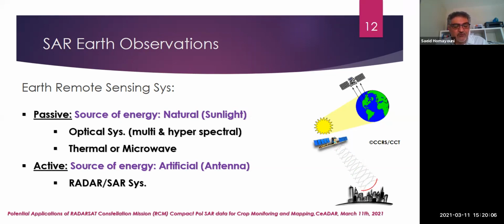But in parallel, we can use the active technology. That means we have the source of energy on the platform, on the satellite, and we can generate the electromagnetic signals to the sun or planet, and receive the reflected or backscattered energy, and do object detection, classification, or any application. So mainly we are working with the radar or SAR systems, and also we have LiDAR in this category. So it's really important for high accuracy and large scale mapping, like the canopy or even the soil topography, microtopography in some cases.